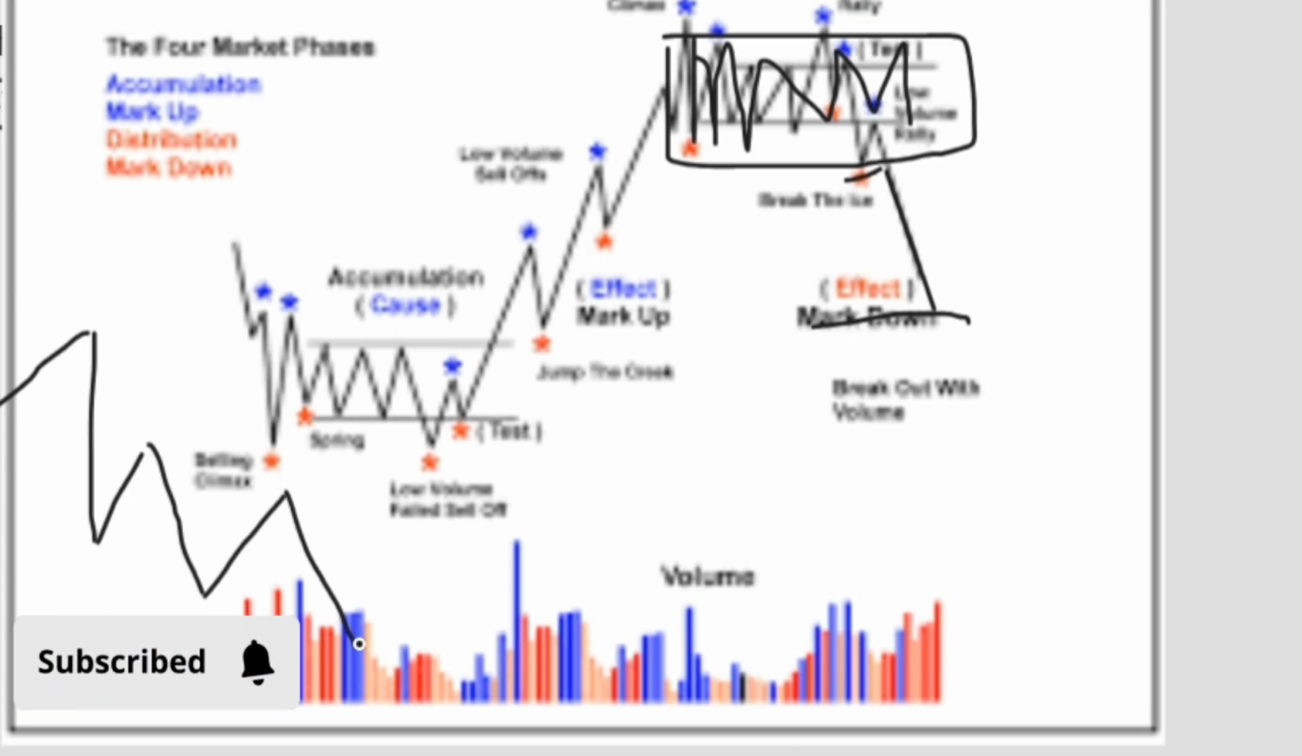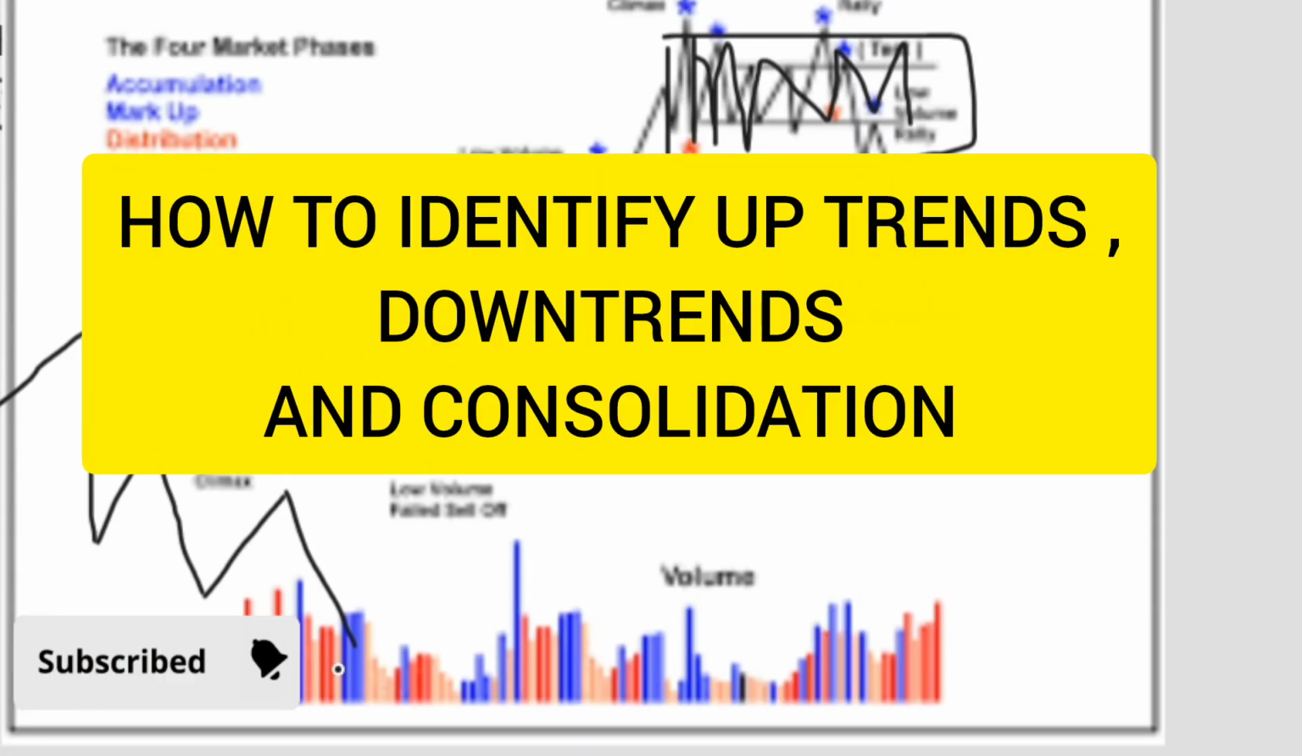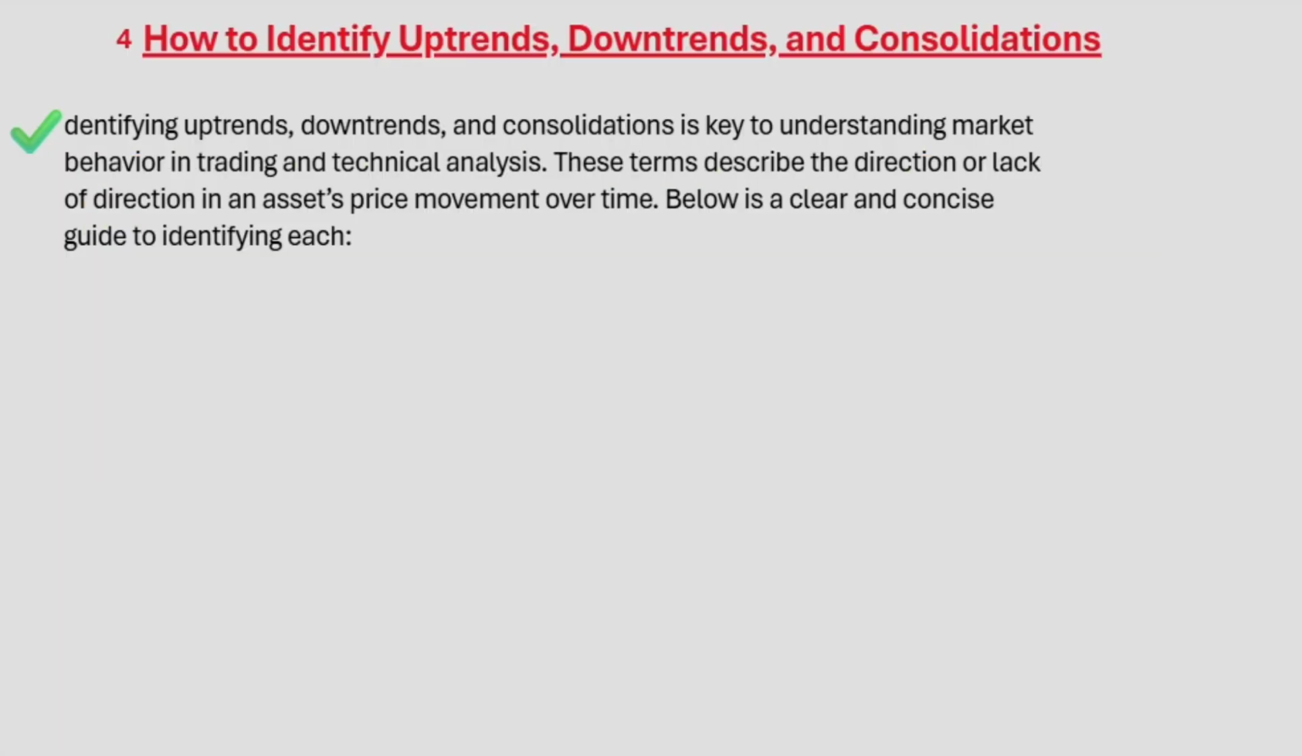Okay, so after looking at the key phases of market structure in Forex, now let's go to number 4, how to identify uptrends, downtrends, and consolidation. I like to keep this simple, so let us now move to number 4. I keep them simple so it's easy to understand.